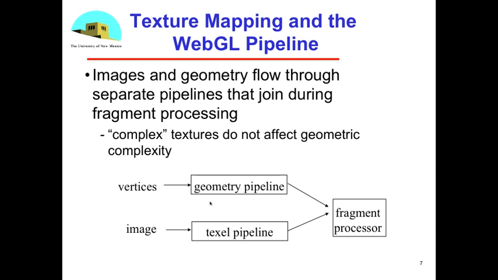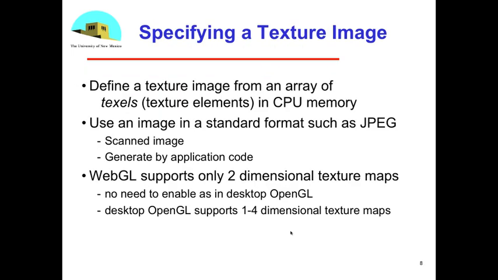So it's helpful to think of these two separate pipelines, although the Texel pipeline is generally fairly straightforward. All it's doing is taking this image and passing it on to the fragment processor. Now, how do we specify it? Well, here's the ways that we'll be looking at.